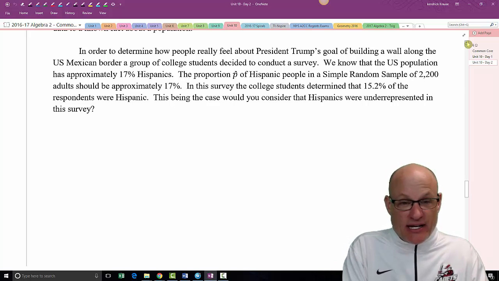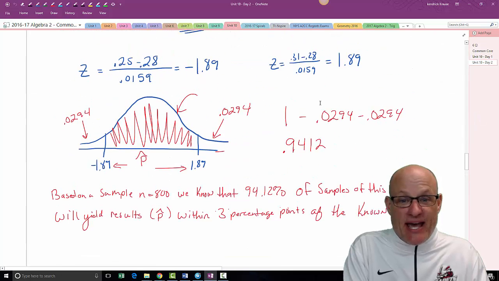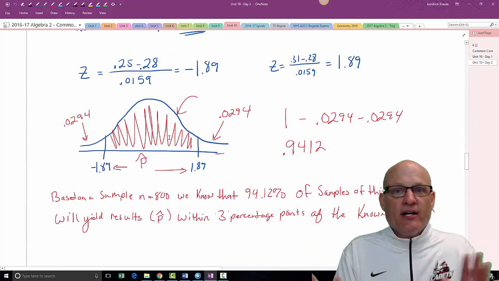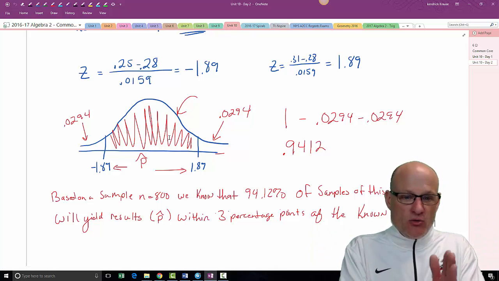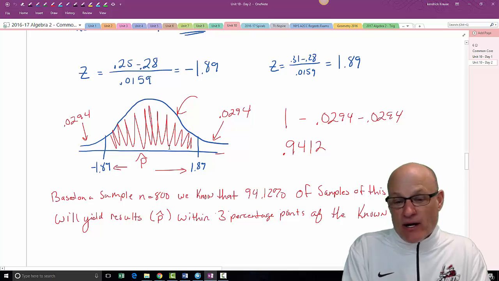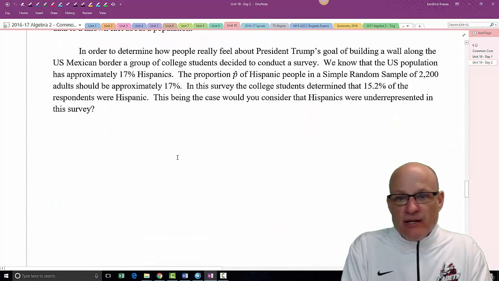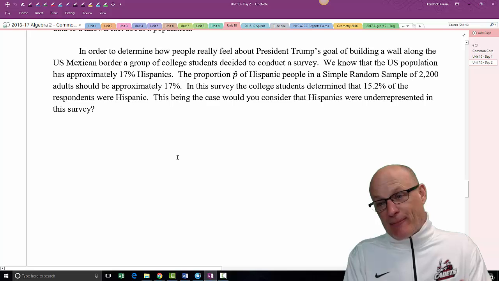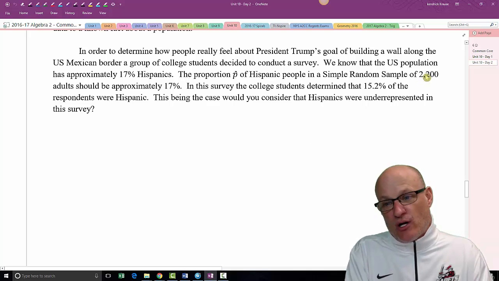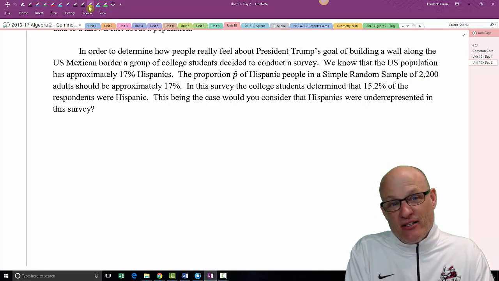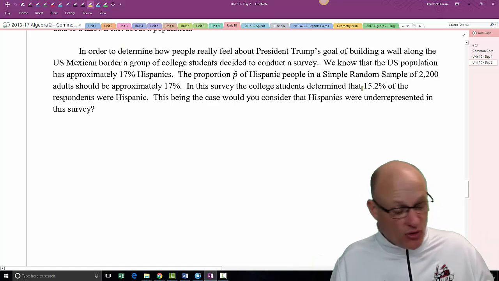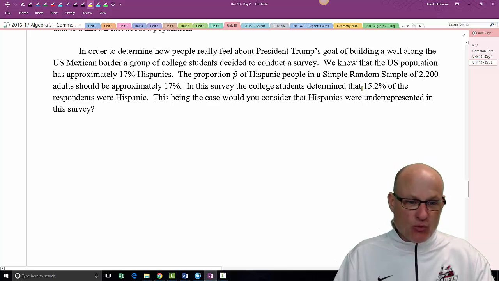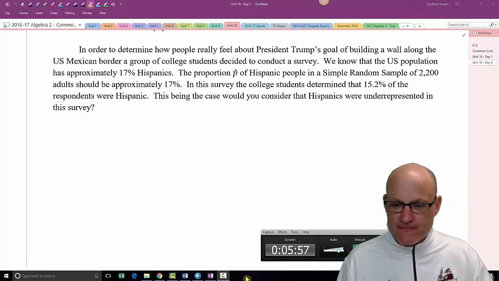then most of the time, like in this last problem, 94% of all the samples of everybody that did it would have p-hats that fall within those 3 percentage points. So what I want to know is, will the vast majority of samples of size 2,200 have 15.2% fall in that area? I don't know. So let's see how this works. Here's what we know. Have I talked long enough? I'll be back. I'm going to come back and do the math.